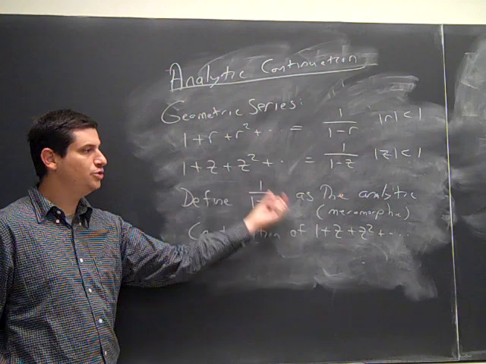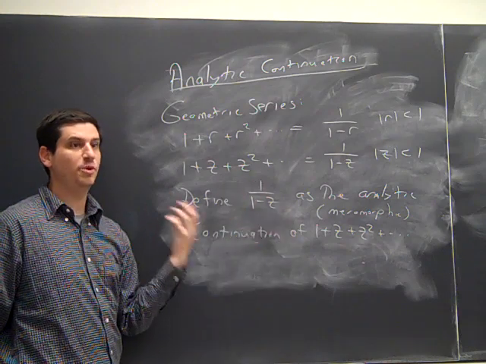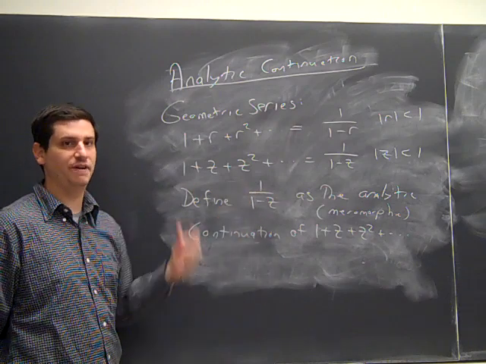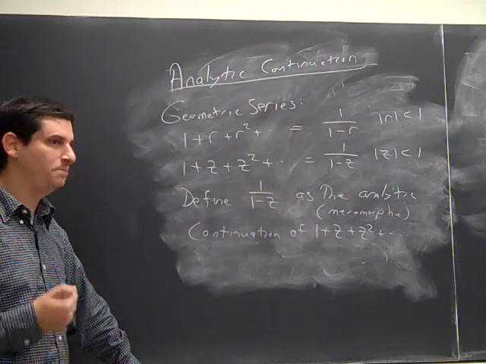And so what this means is the two functions agree where they're both defined. But this makes sense for other values of z. And in fact, it makes sense for all values of z but z equals 1.